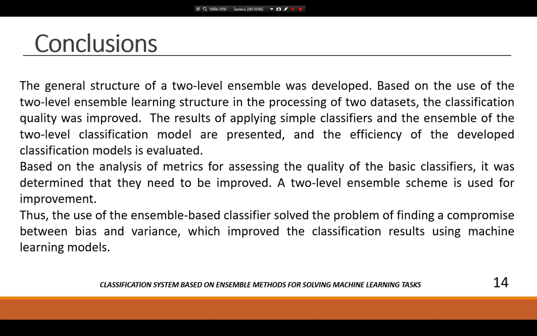At the first level of the ensemble, stacking was used to reduce the bias of the base models. This approach resulted in preliminary improvement of classification quality. At the second level, bagging was used to reduce the variance of base models. Thus, the use of an ensemble-based classifier solved the problem of finding a compromise between bias and variance, which improved the classification result using machine learning models.